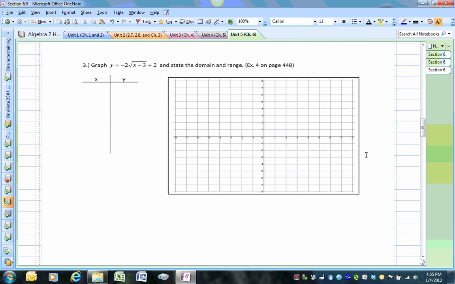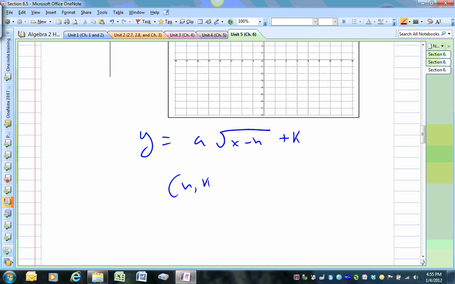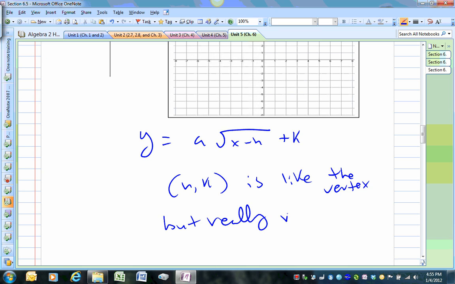Okay, for number 3. So now we got quite a bit happening here. We have y equals negative 2 root x minus 3 plus 2. Well, here's the general formula for the square root function, where h comma k is like the vertex but really represents horizontal and vertical shift.